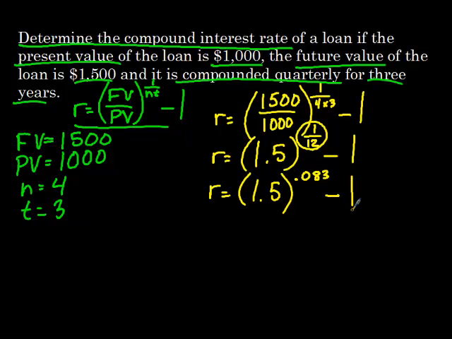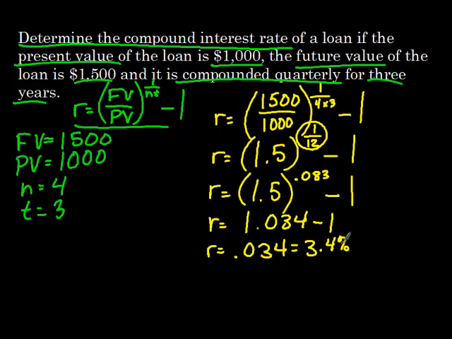Our next step is simply to follow the order of operations. Take care of the exponent. So r equals 1.5 to the 0.083 power. 1.5 to the 0.083 power is the same as 1.034. So we have 1.034 minus 1. Do the subtraction. You can do it on your calculator if you must. But we get 0.034. 0.034 is the same as 3.4%. So, we determined the compound interest rate, which is 3.4%, if the present value of the loan is $1,000, the future value is $1,500, and it's compounded quarterly for 3 years.